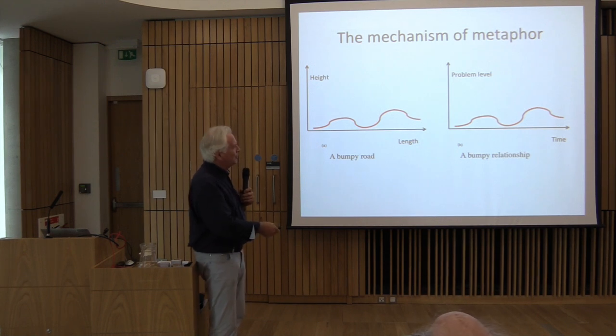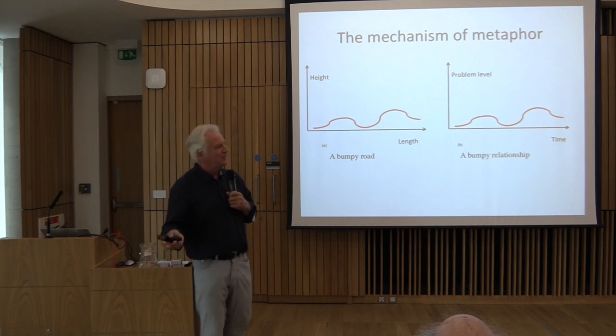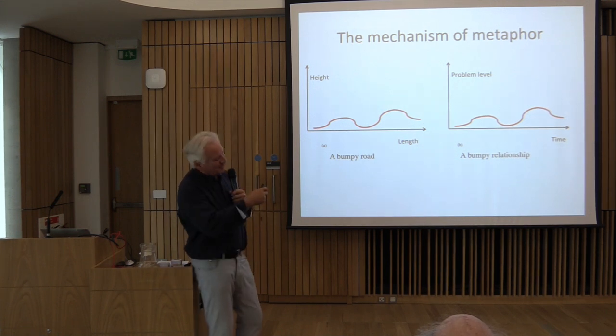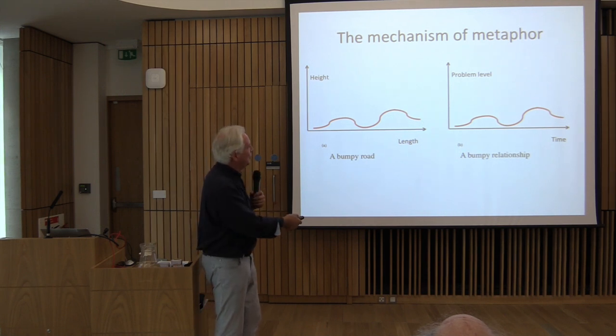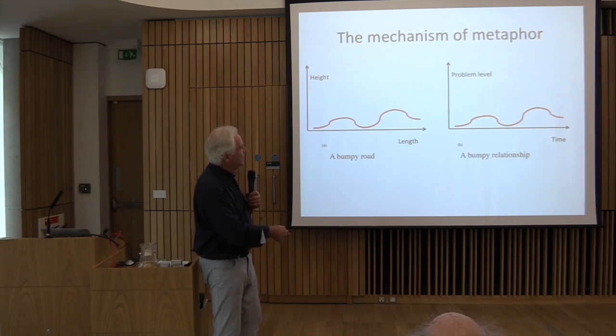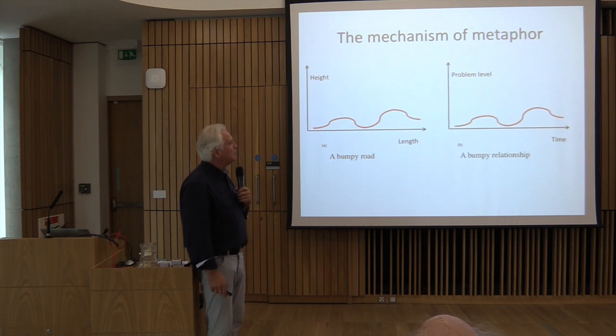Now you can talk about a bumpy relationship. Then what happens is that you have the problem level in your relationship, and you have the time dimension, and you can make this. So it's the same shape. This is only a single example of how metaphors are analyzed. But what happens is that you take well-known physical domains, more basic domains, and you apply them to more abstract domains like problem level. But the structure of the meaning is basically the same when you transfer between domains.